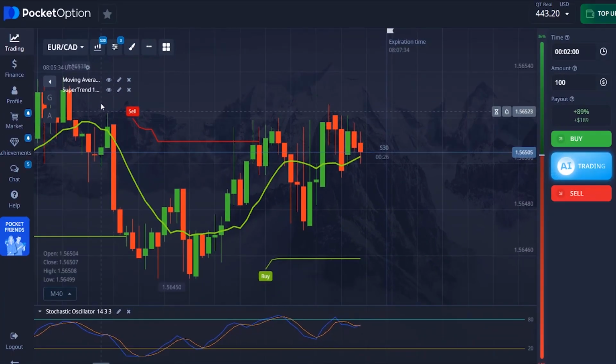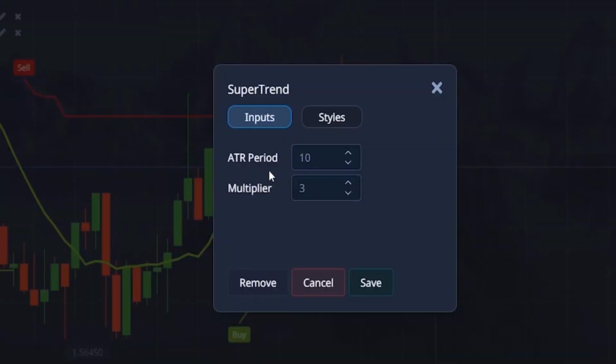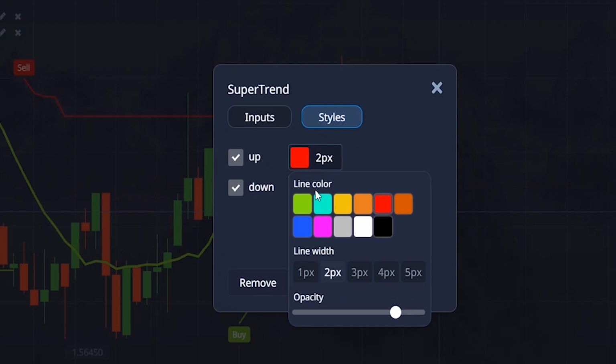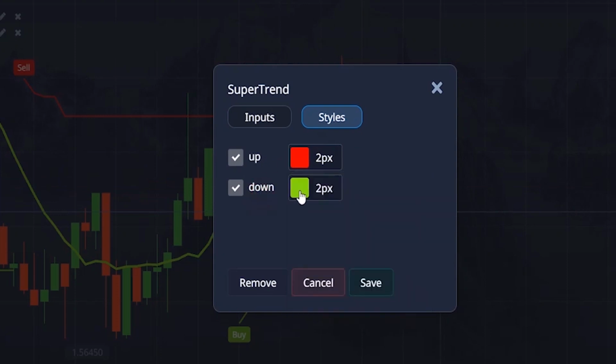With our Supertrend indicator, it comes with the settings of an ATR period of 10 and the multiplier as 3. Right here on the style level, we're going to be using the default colors. The up color is going to be red, while the down color is going to be green. We're going to be using them at 2 pixels each. So when you're done, just click on save.